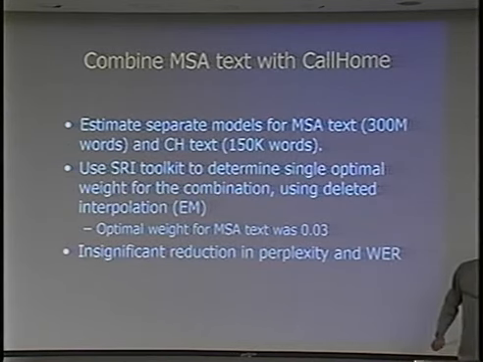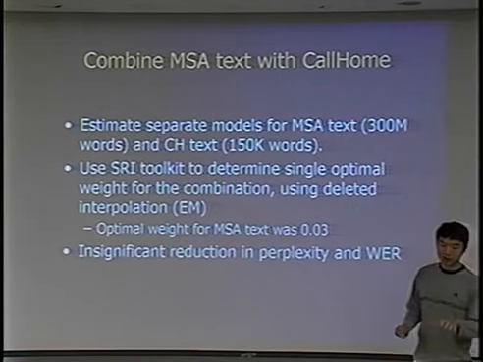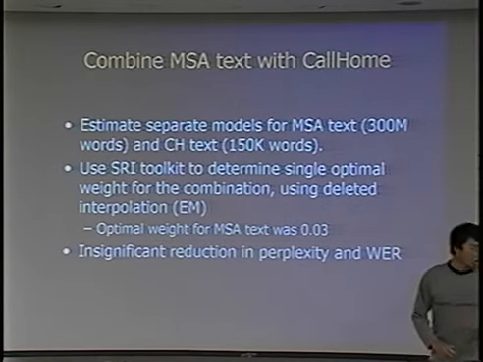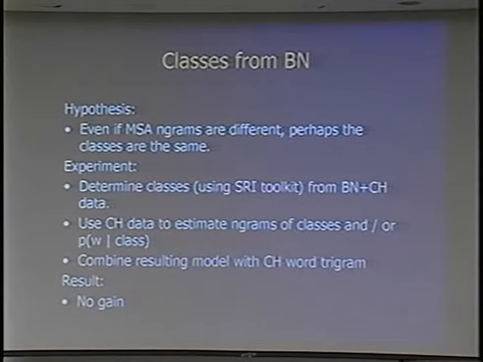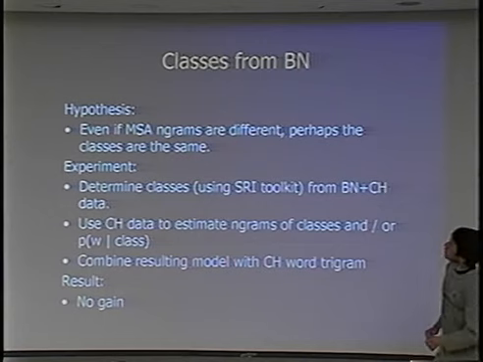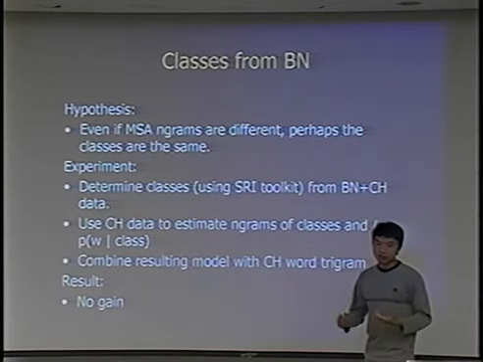They also tried several ideas to combine Modern Standard Arabic with CallHome. The first idea was to combine language models from Modern Standard Arabic and CallHome and assign different weights to them, so interpolate the two language models together. They used the SRILM toolkit to find the optimum weight for the two language models. But there was an insignificant reduction in perplexity. Then another idea that was tried was to use classes.